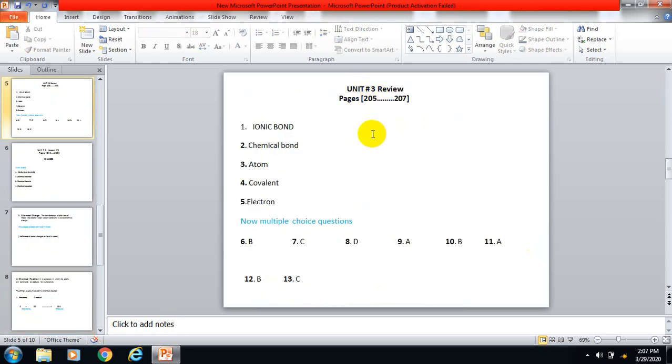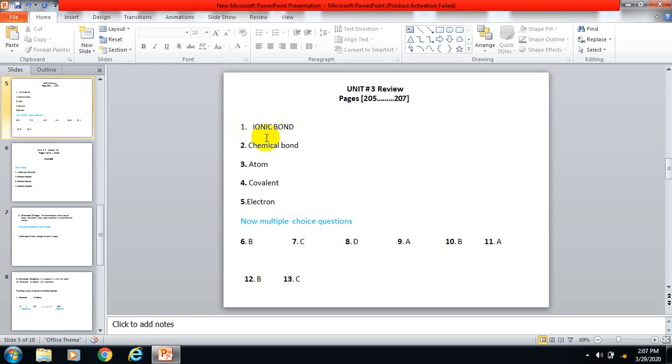Unit 3 review. The pages you need to cover are 205 to 207. This is the solution as well. Look at the vocabulary portion. The first option is what? A blank is a bond that forms when electrons are transferred from one atom to another. This is an ionic bond. This is the solution. You need to solve all the textbook questions as well. Page number 205, these are the answers.